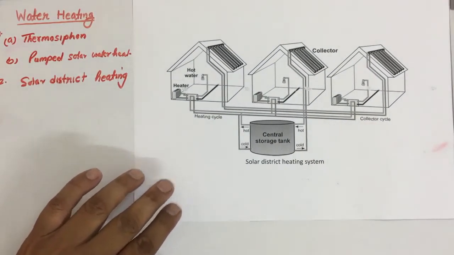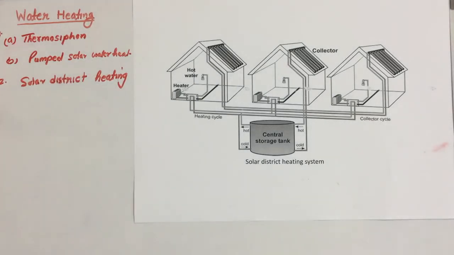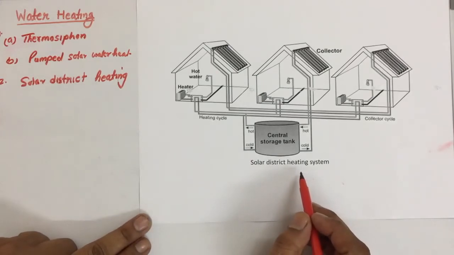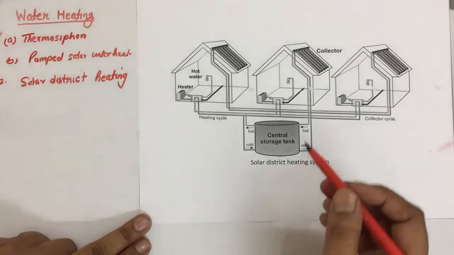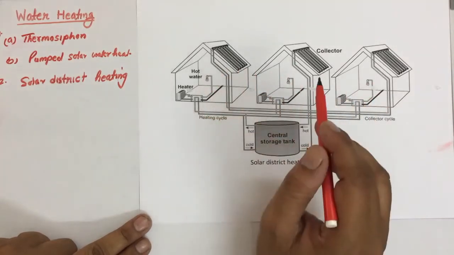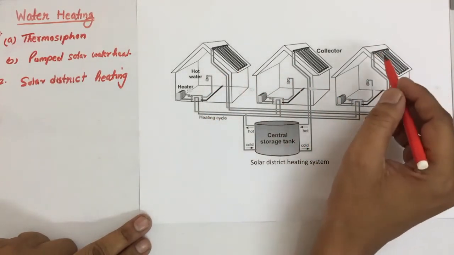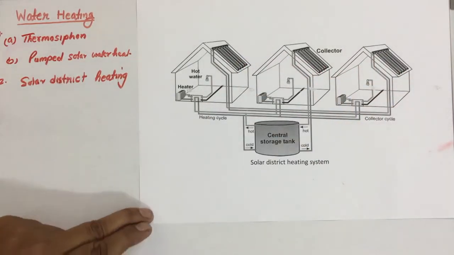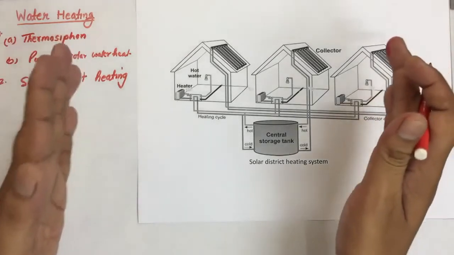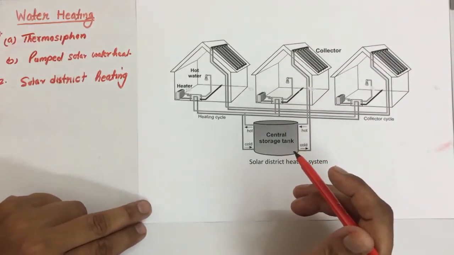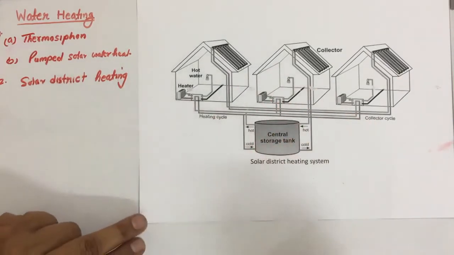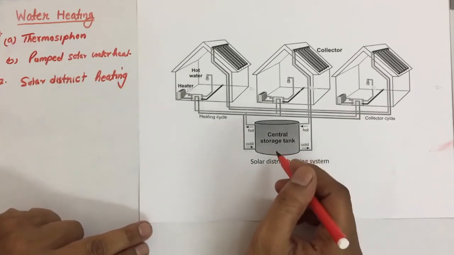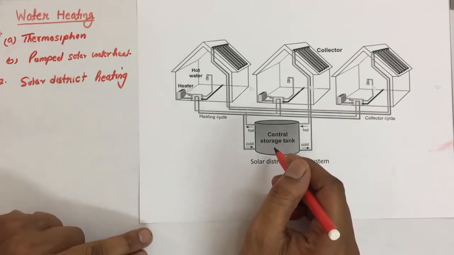This is the image for solar district heating. In a solar district heating system, one solution is that either the entire house state should be fitted with solar systems, or a large central solar collector is installed. So in this case, if we are using a central storage tank, then it has some advantages.